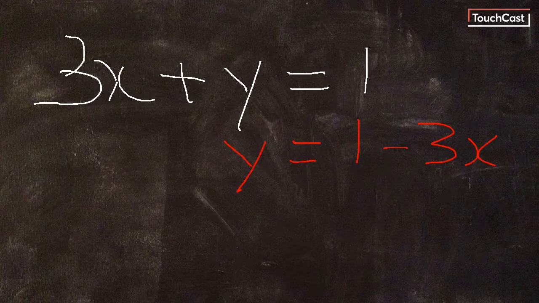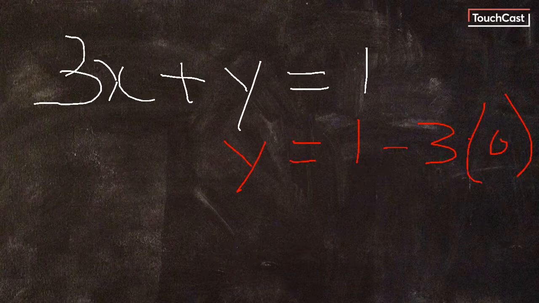But if I'm setting x equal to 0, it's 3 times 0, which basically means 0, because anything times 0 is 0. So it means that y is going to be equal to 1.